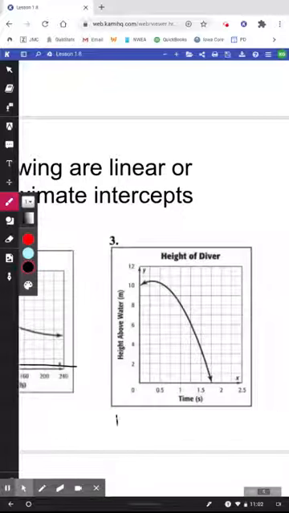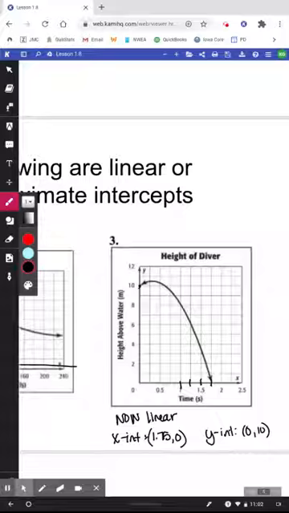This one again has a curve to it, and so it's nonlinear. I see both an x-intercept this time and a y-intercept. The x-intercept, this is 1, this would be 1.25, 1.5, 1.75. Since it's the x, it goes first and then comma 0. For my y-intercept, it looks like right at 10, and it's the y, so it goes in the y spot, and the x gets the 0.